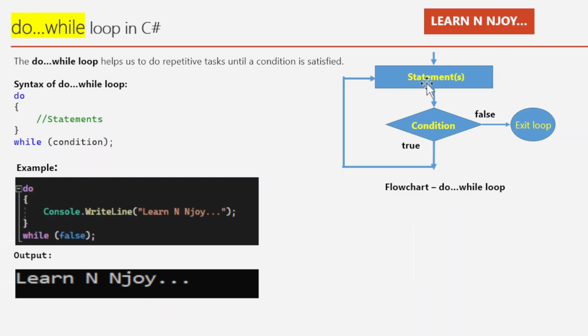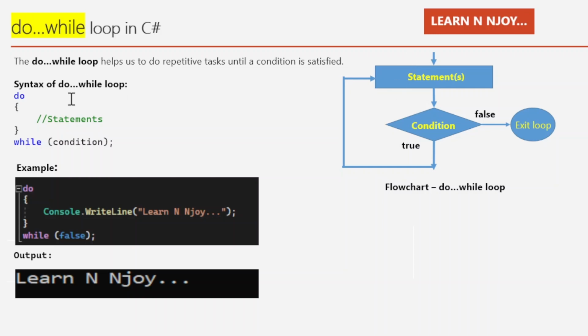And if you see the flowchart shown over here, the first time it enters the loop and executes this statement. Then the condition is checked. If it is true, then next time also control enters the loop and performs the operation of executing this statement. And in case of false, it exits the loop.